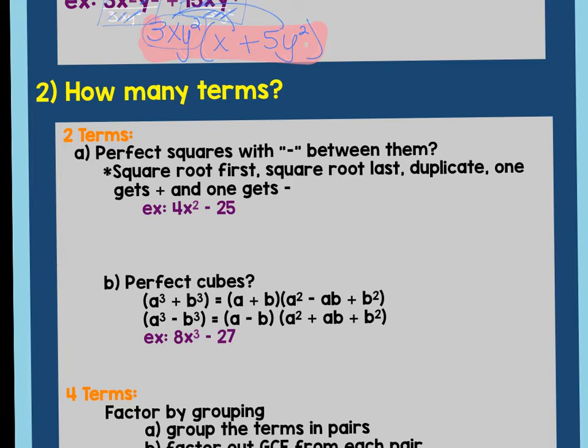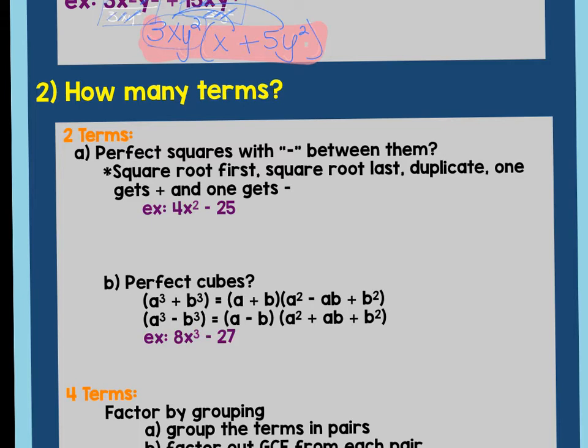So if I had 16, is that a perfect square or a perfect cube? Square. It's a perfect square. Everybody understand that? How about 64, perfect square or perfect cube? Cube. Trick question. Square. It's both. It is 8 squared, but it is 4 cubed. So then you would have to look at the other term and see, is the other term a perfect square or perfect cube? It's going to be one of them.